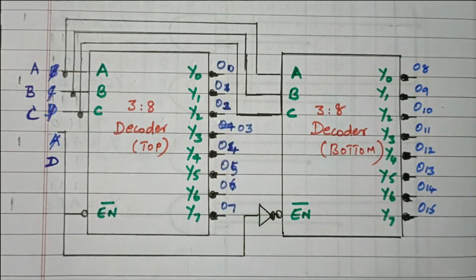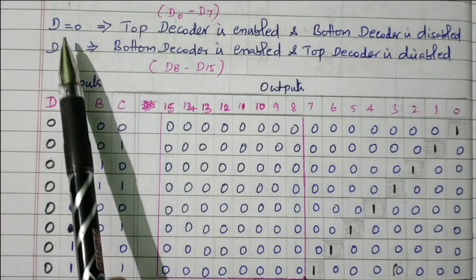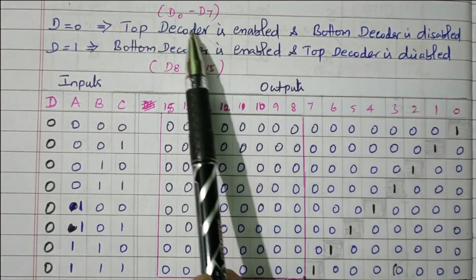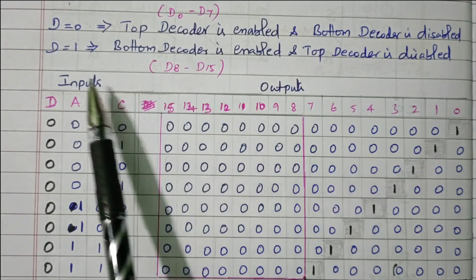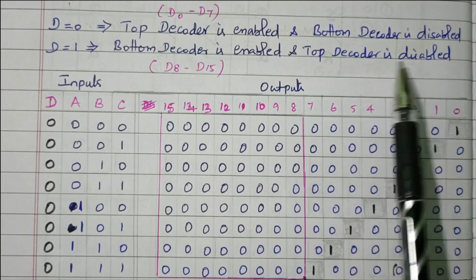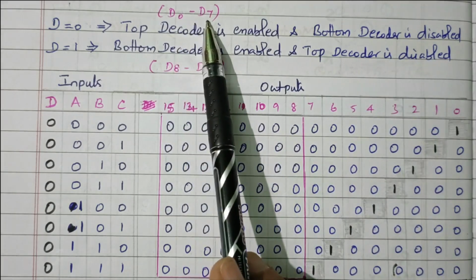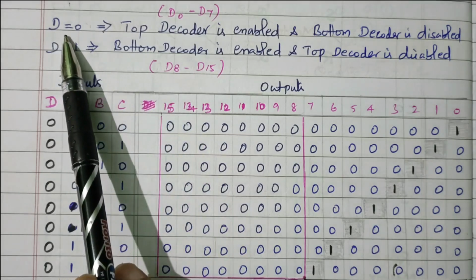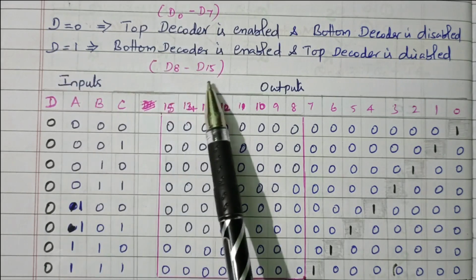Now we'll see the truth table for further understanding. So this truth table is available here. D equal to 0 means the top decoder is enabled and the bottom decoder is disabled, so that we'll get the data from D0 to D7, and D8 to D15 will be 0. If D equal to 1, the bottom decoder is enabled and the top decoder is disabled. Bottom decoder means we'll get the data from D8 to D15. At that time, D0 to D7 are 0, all outputs are 0. Right? So D equal to 0, we'll get data from D0 to D7. D equal to 1, we'll get the data from D8 to D15.